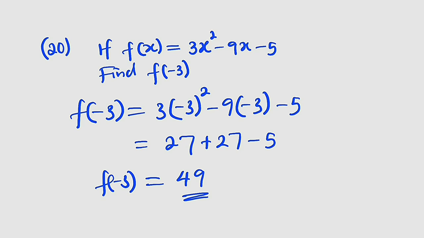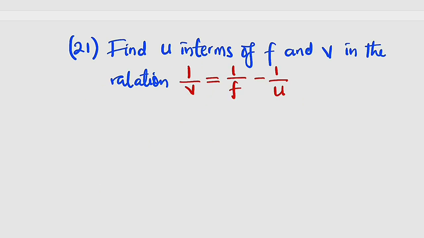As simple as that. And question number 21 reads, find u in terms of f and v in the relation 1 divided by v equal to 1 divided by f minus 1 divided by u.